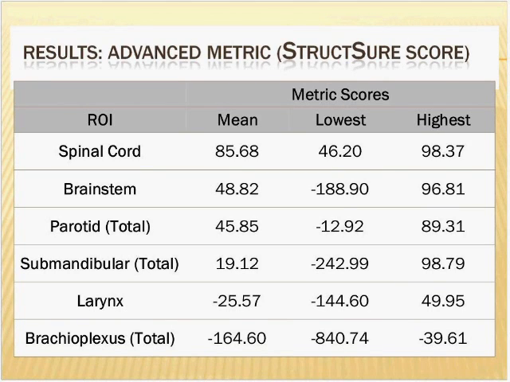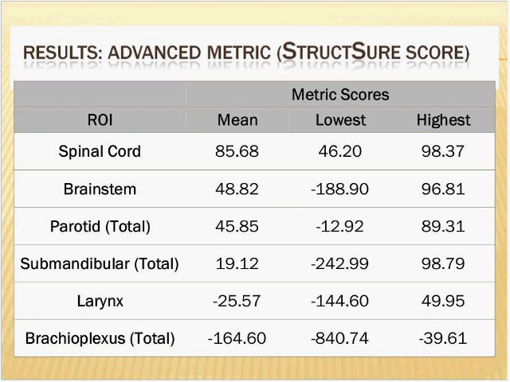Here are the structure scores. So these are the metric scores. I gave you the mean and then the lowest and the highest observed, again from least variable to most variable. A couple things to point out here. Notice for the top four, we had a wide range, and the mean gets pretty low, especially when you're in the parotids or the submandibular.